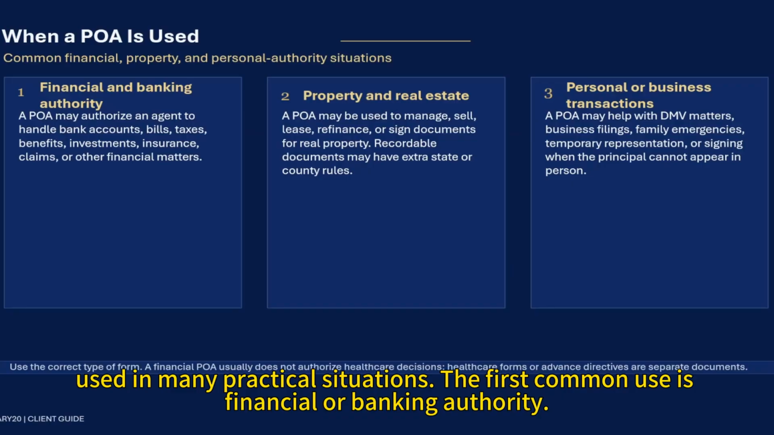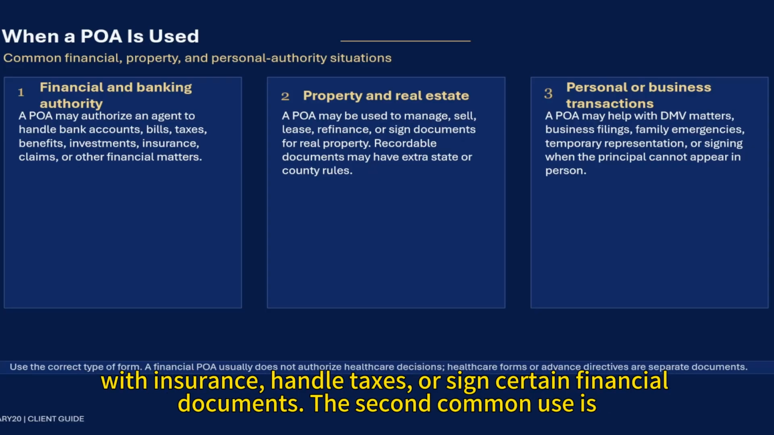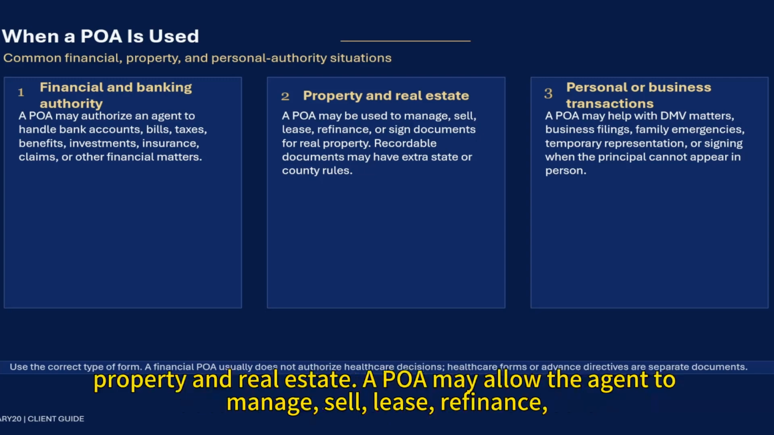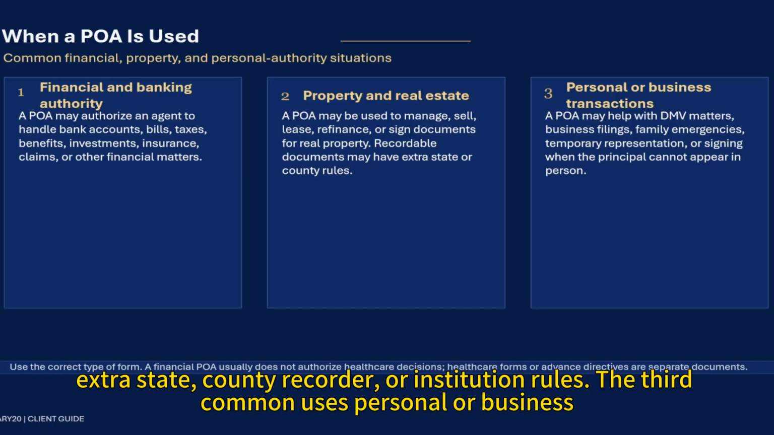The first common use is financial or banking authority. For example, the agent may be authorized to handle bank accounts, pay bills, manage benefits, deal with insurance, handle taxes, or sign certain financial documents. The second common use is property and real estate. A POA may allow the agent to manage, sell, lease, refinance, or sign documents related to real property. But for real estate documents, there may be extra state, county recorder, or institution rules.